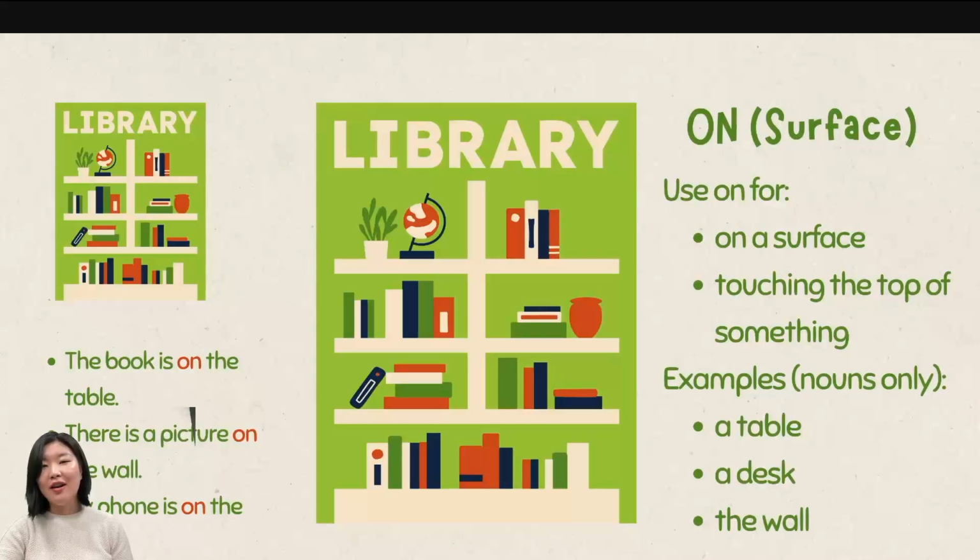How about on? You use the preposition on when it's on a surface, when it's touching the top of something. For example, nouns like a table, a desk, the wall. Let's take a look at these example sentences. The book is on the table. There is a picture on the wall. My phone is on the desk. So you see where it is placed.